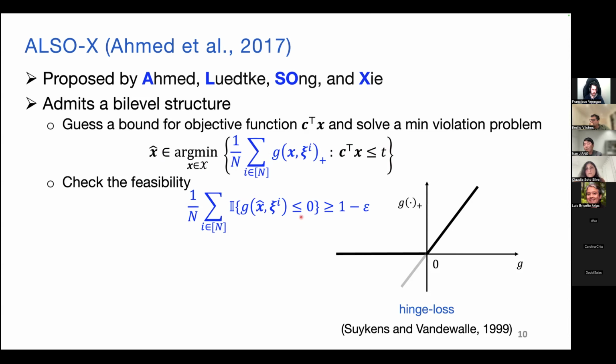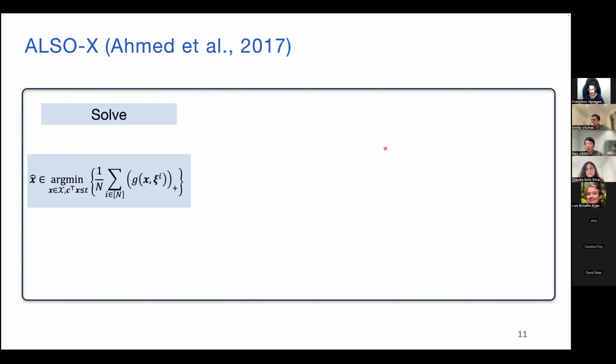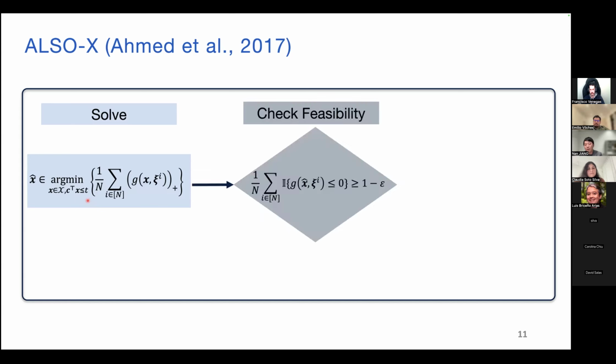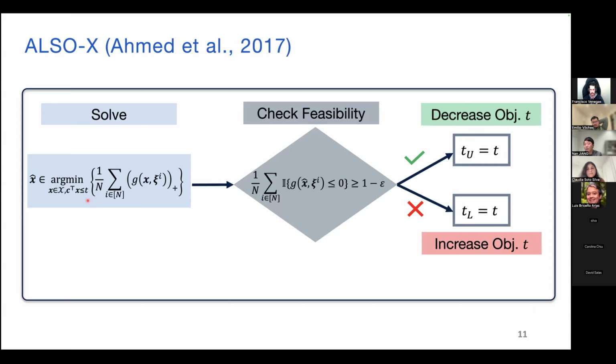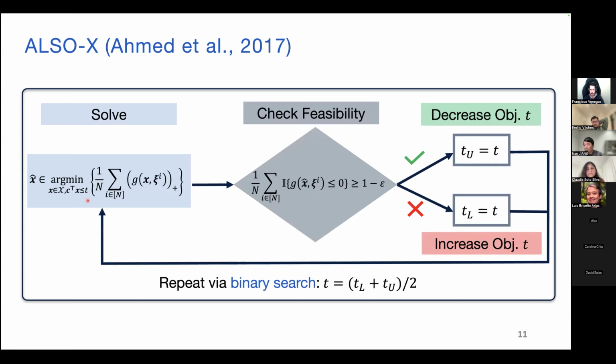And we can use a very simple binary search to update the bound T. So the idea is like this. We are going to solve this problem first with the given T, and then we are going to check the feasibility. If it's feasible, we are going to decrease the current bound. If it's not feasible, we are going to increase the current bound. And then we can repeat this procedure by using binary search. So this is the idea back in 2017, the heuristic.